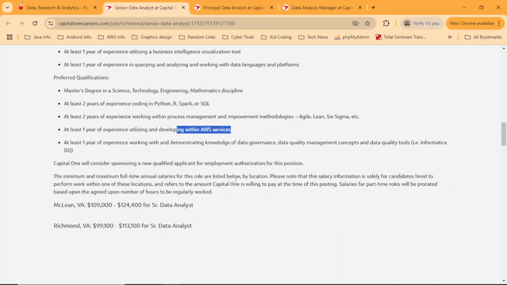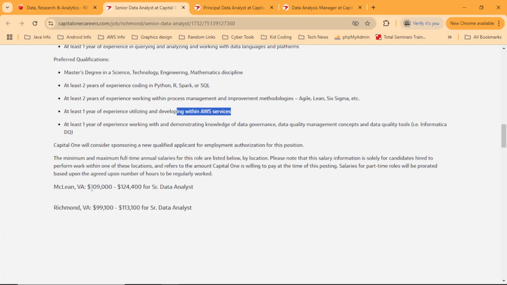Okay, let's go on. And now, if we go down here to the pay range, you see here for this senior position in Virginia, where the cost of living is a little bit higher than if you look at the southern states like Florida, Alabama. It's 109 to 124,000 for the senior data analyst. For Richmond, Virginia, it's about 99 to 113,000.